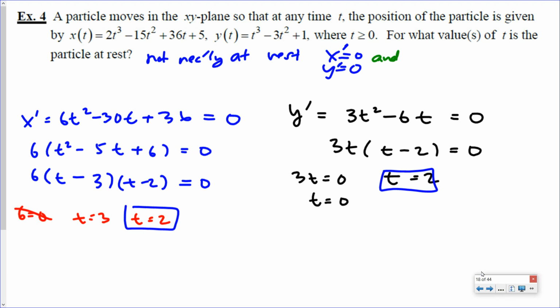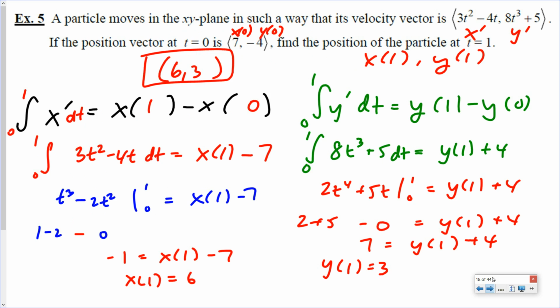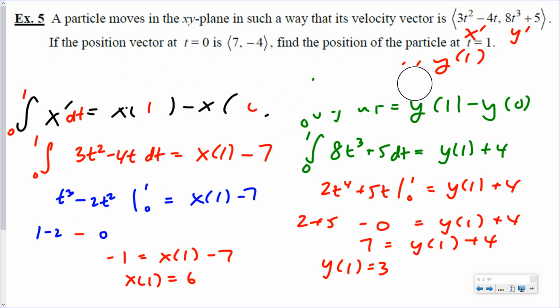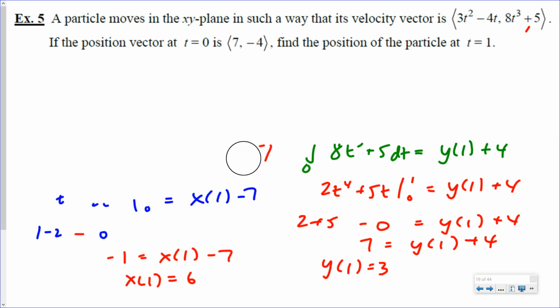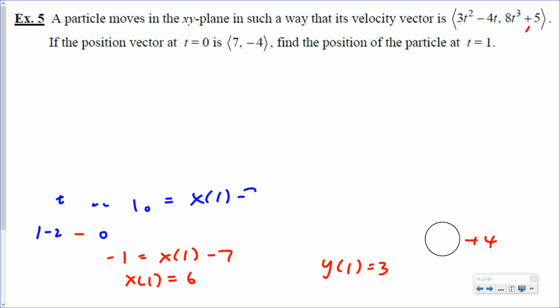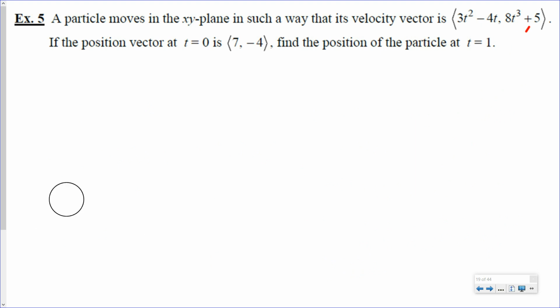All right, and let's look at example 5. Okay, example 5 is where students have the most trouble. I think the reason is because they don't know that they need to break up the x and y components to do this problem. So you've got a particle in the xy plane. You've got a velocity vector. Oh boy, velocity vector. What is that? x prime, y prime. Okay.